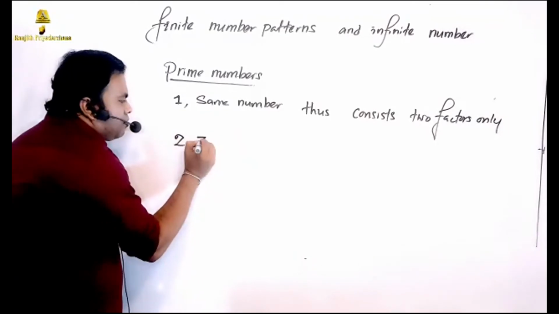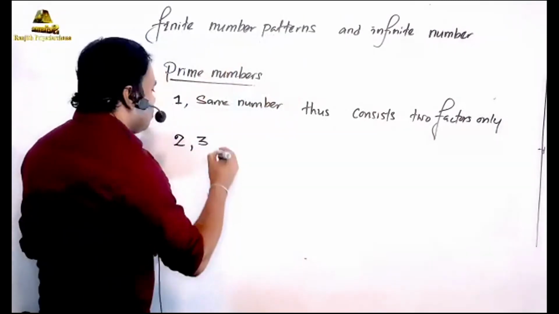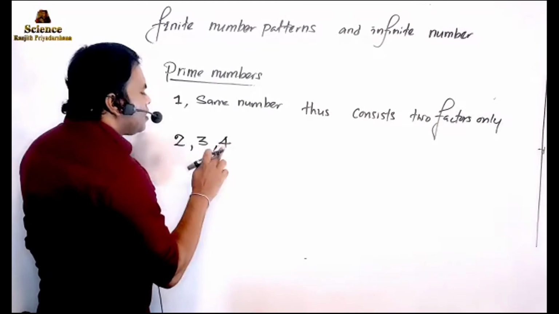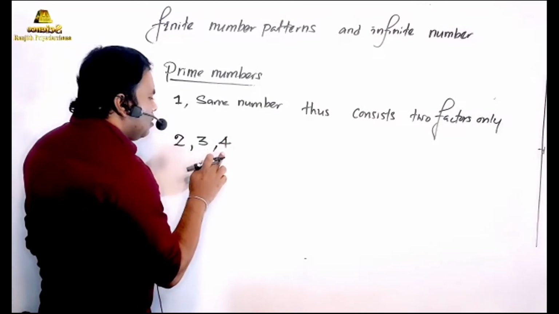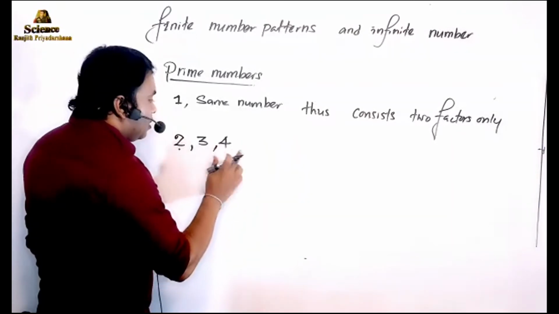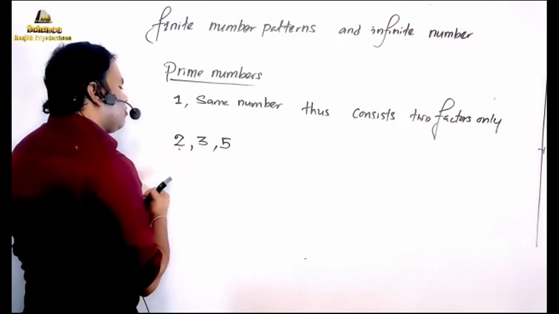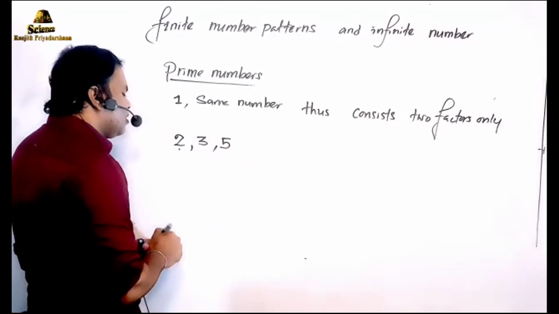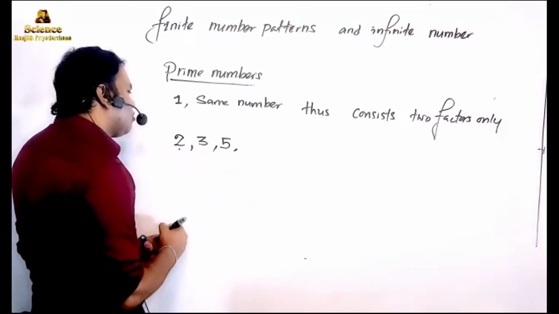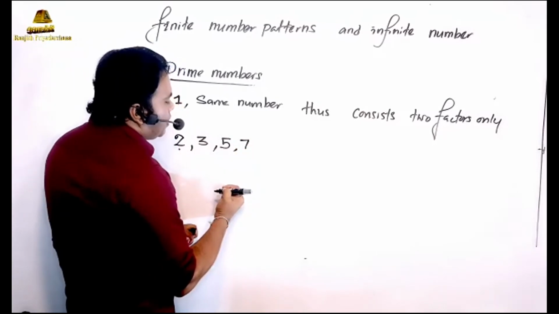Yes, what about 3? 3 is okay, 3 and 1. Can you take 4? No, can't, because it is divisible by 1, 2 and 4. Not two factors. It consists of 3 factors. Therefore, we don't take it. 5? Yes, it can be taken, 1 and 5. Can you take 6? Can't. Can you take 7? Yes, it can be taken.